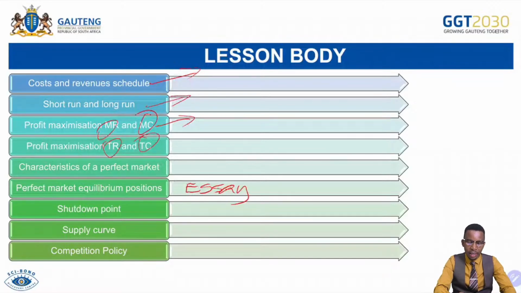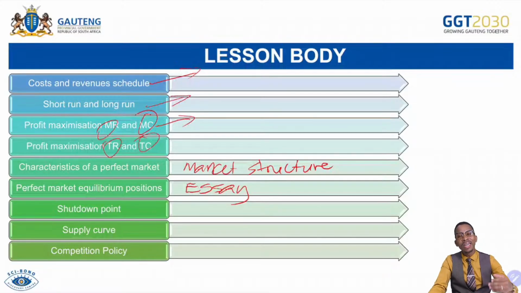And then also under characteristics, we can also deal with the market structure of the perfect market. It's a form of an essay also because it comes in the exam in that nature. And then we'll also draw the graph and explain the conditions of the shutdown point, to say under which conditions does the firm shut down and exit the market. That will be deliberated here.